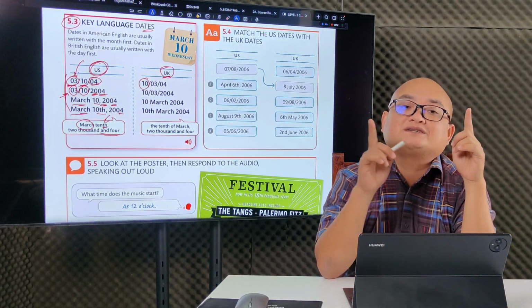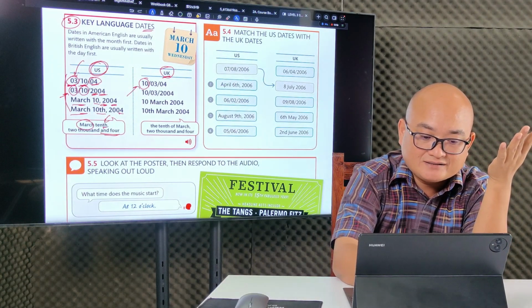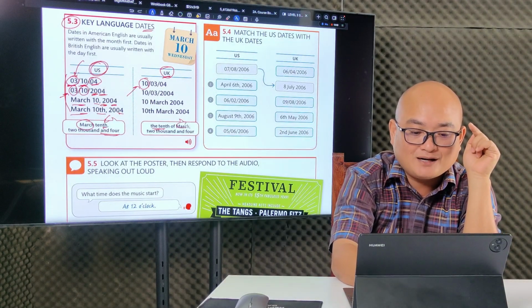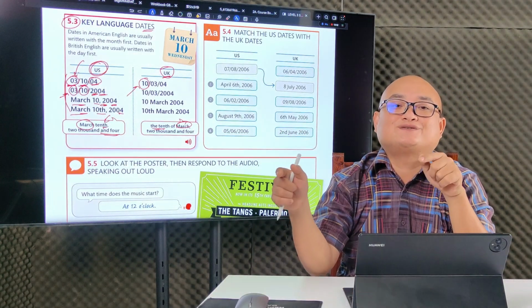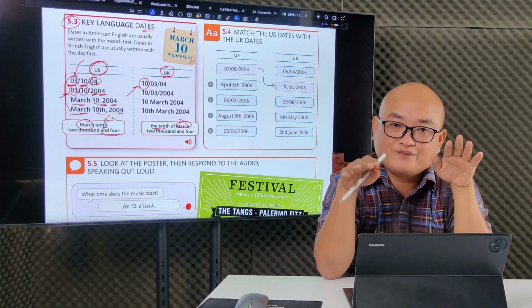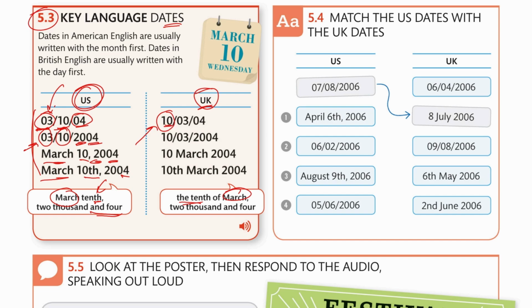So the first one is a day. So we can say the 10th, okay? It's the 10th of March 2004, okay? So they're a little bit different on the day, okay? Make sure, if you're not sure if this one is the day or the month, ask the person who wrote it down for you, okay?